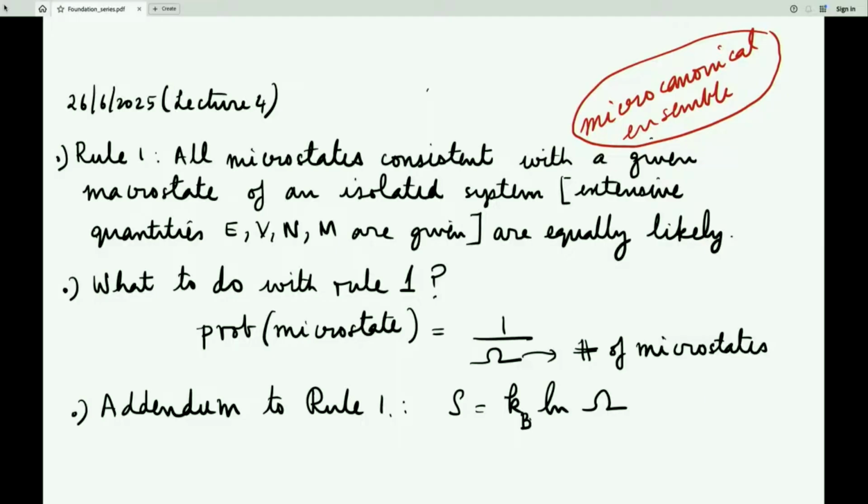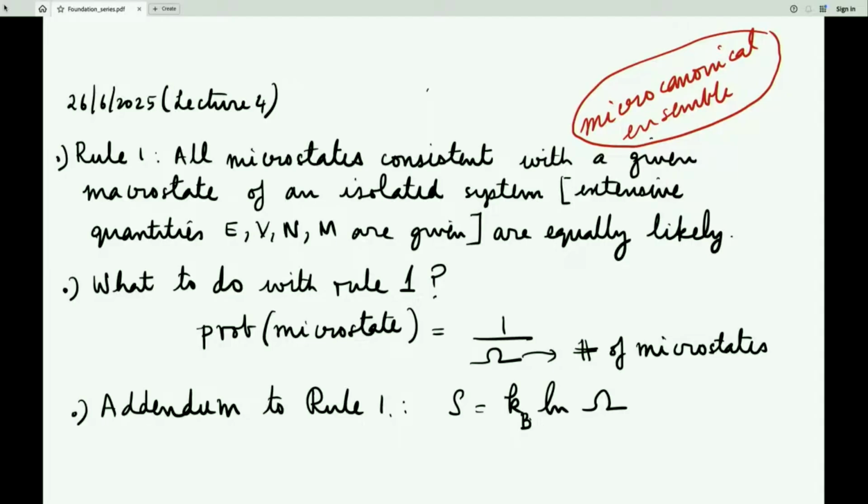And so given this microscopic calculation, you have to connect to thermodynamics, and that connection is given by saying entropy is k log omega. Okay, so only these two rules are required to do all calculations.